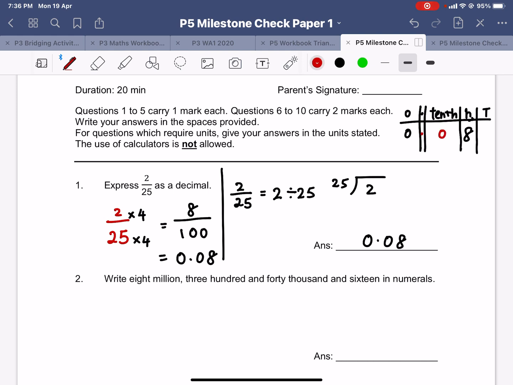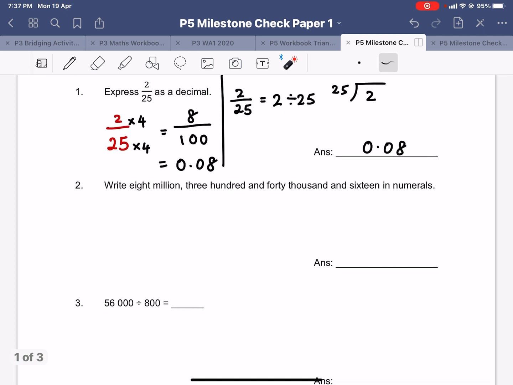0.08. Alright, a few of you in the class were able to get 8/100 but were not able to successfully change it into the correct decimal. Alright, take note of this place value chart. I'm sure a lot of primary 4 teachers would have reminded you to do so.